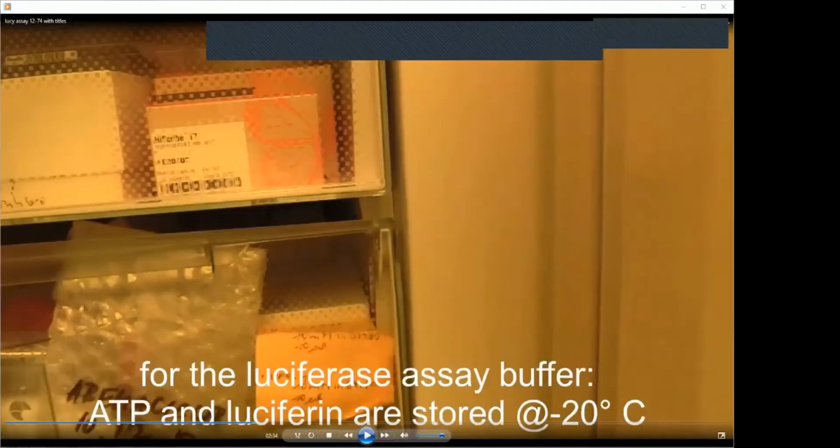And now we go back to the video. So the luciferase assay needs ATP and luciferin. These are prepared as aliquots and stored at -20 degrees. Always use a fresh aliquot because the activity of these two reagents depends on it, and if you thaw them several times, they will lose activity. ATP would be degraded in any case.